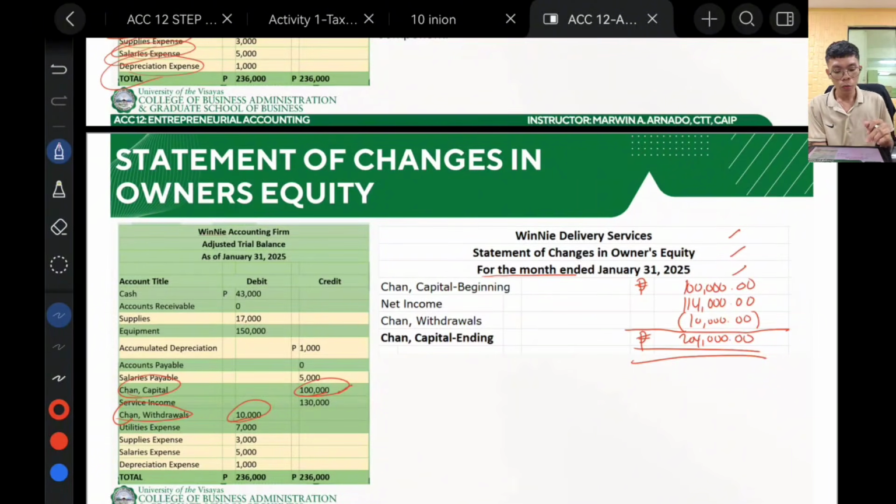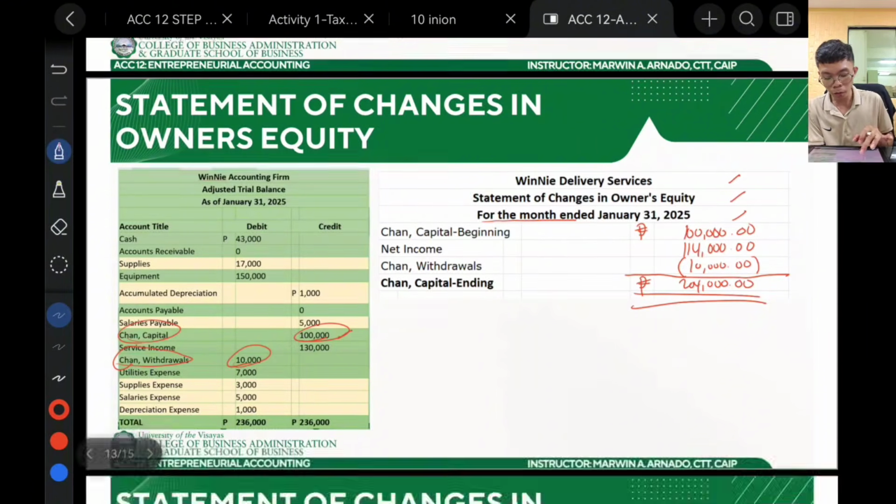Okay? So we can now proceed to the next components of financial statement. But then again, if you have questions, you may shoot them down in the comment section. So we'll proceed to the third one.